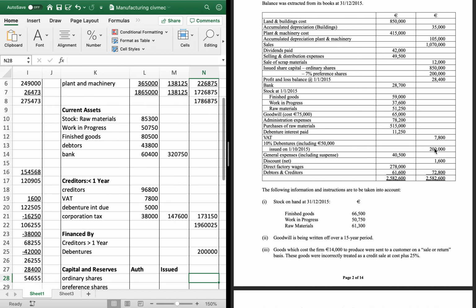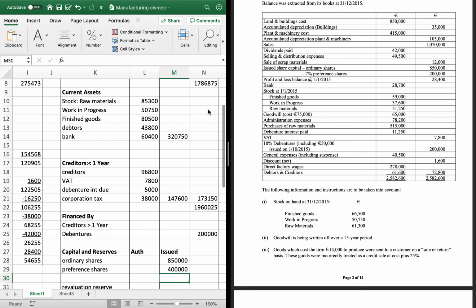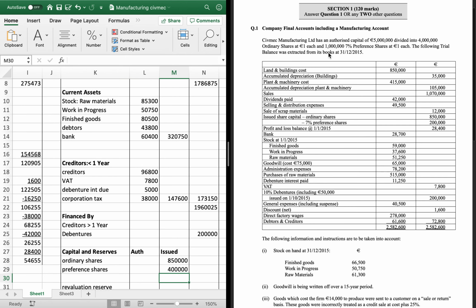Now into your finance buy, we've got our debentures, 200,000. We'll have our share capital. So share capital is 850 and 400,000. And remember, do not leave out the authorized. The authorized will be at the top. 5 million authorized divided into 4 million issued ordinary shares and 1 million preference. You lose a mark if you leave them out.